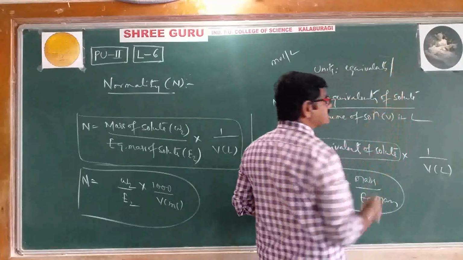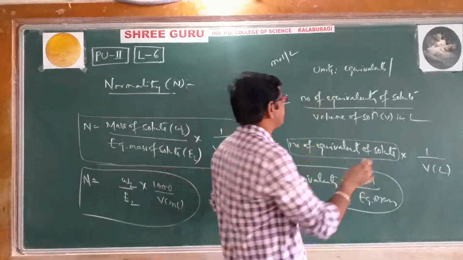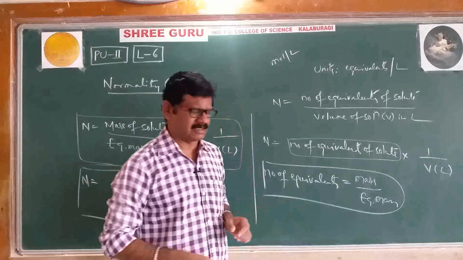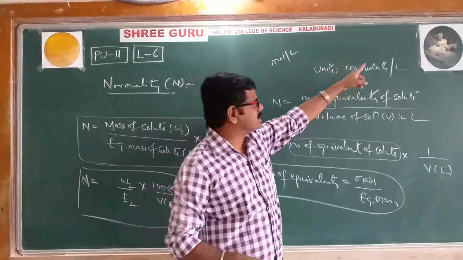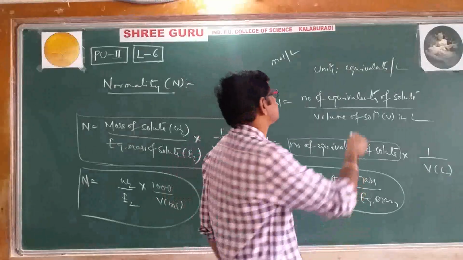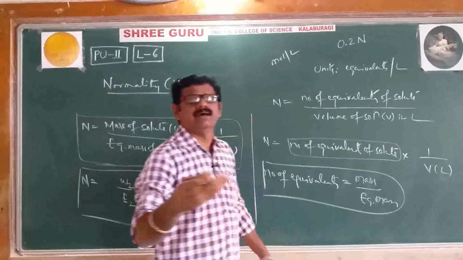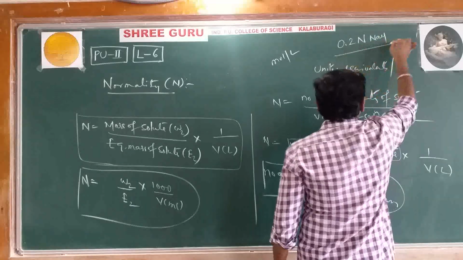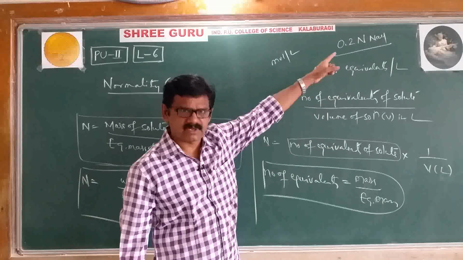Equivalents, or we can say gram equivalents also, doesn't matter. Equivalents per liter is the unit for normality. Again, suppose a value is given as 0.2 capital N, for NaCl or something, how do we pronounce that statement?